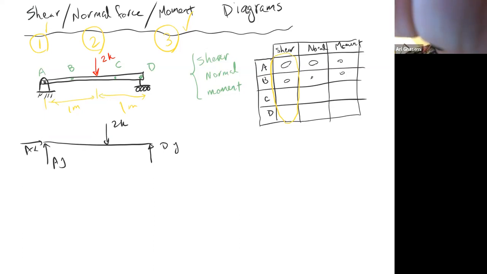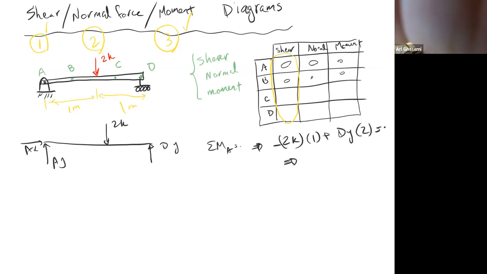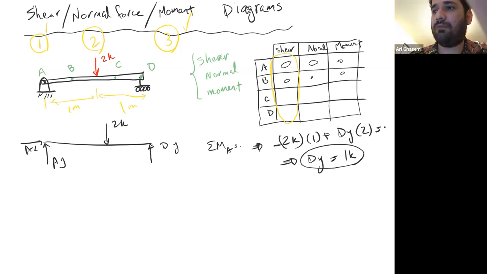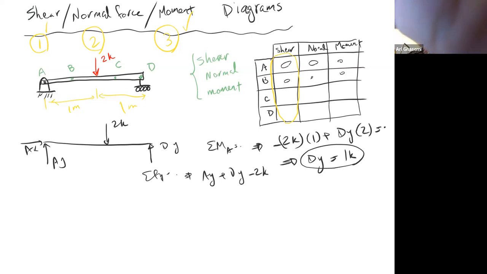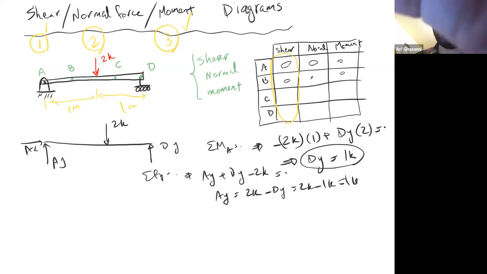Then you write summation of moment about X equals 0. That's going to give you 2k times 1 plus dy times 2 equals 0. So dy is equal to 1k, and therefore ay is also 1k, because summation of force in y equals 0, that means ay plus dy minus 2k is 0. So ay is 2k minus dy, 2k minus 1k is 1k. And ax is also 0.